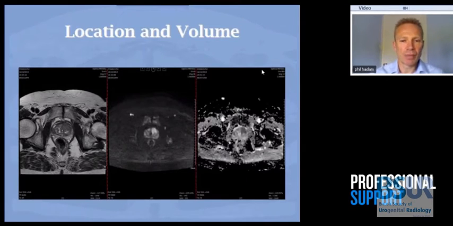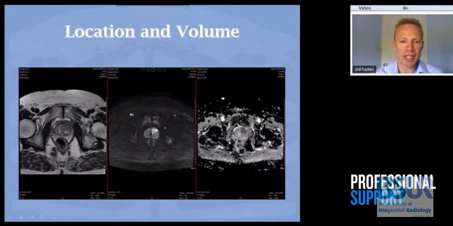And this other patient I showed you, there's the anterior tumour, there it is on the B1400, there it is on the ADC map, and this again came back as Gleason 7, 4+3. So using this technique, we can give an idea of the location of the tumour and indeed the volume of the tumour. You could look at this in different planes and you could measure true volumes if you really wanted to.